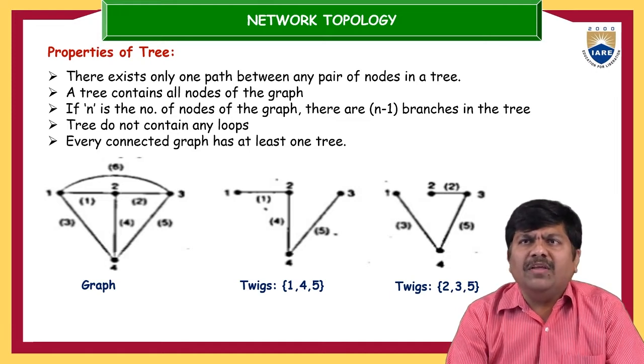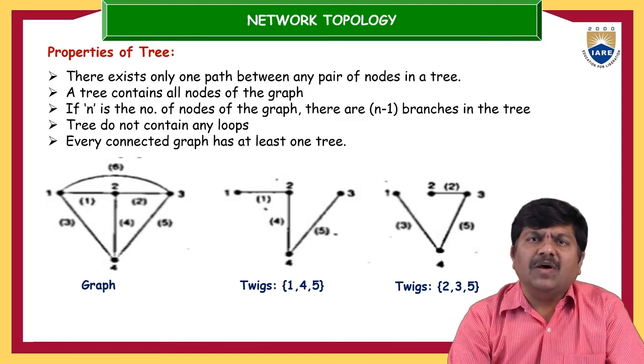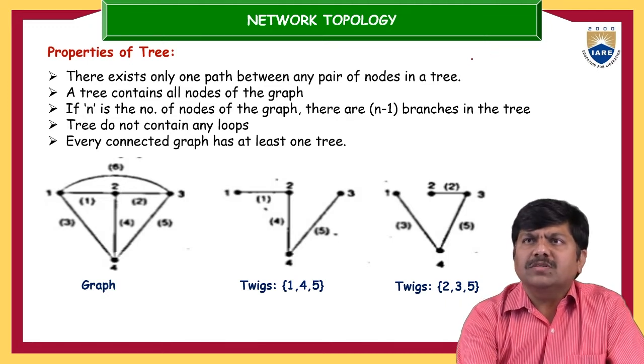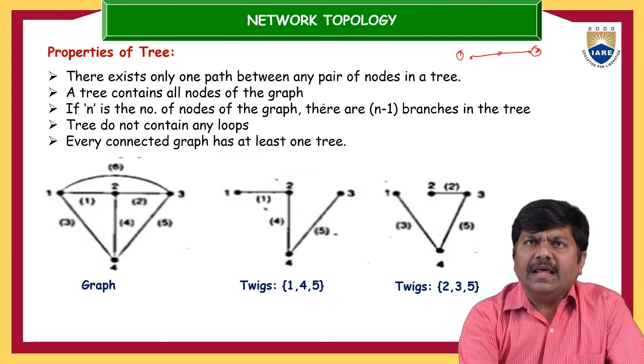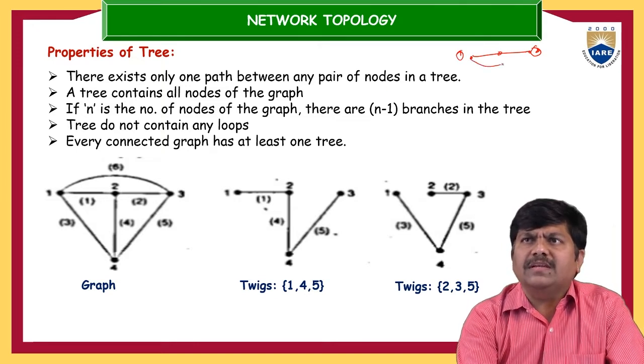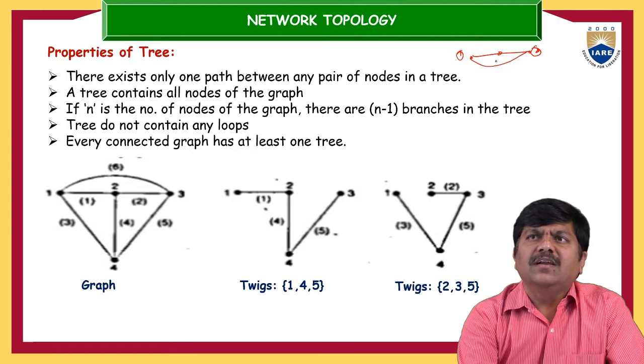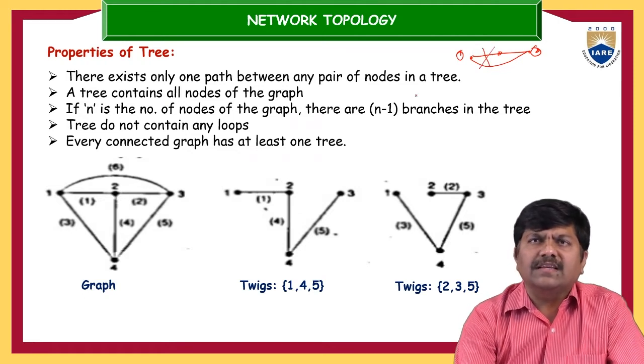Now there exists only one path between any pair of nodes in a tree. Suppose one more path is added, suppose this is the one element. So this is extended between node 1 and node 2, and as per statement number 1, there is only one path. And if you take one more path, then what happens? Now it is a closed path. So this is not a tree. So that is the sense of the first one.